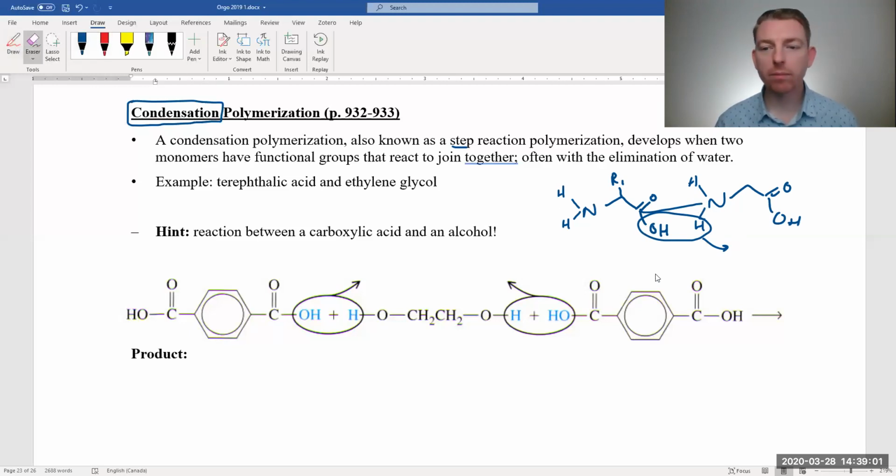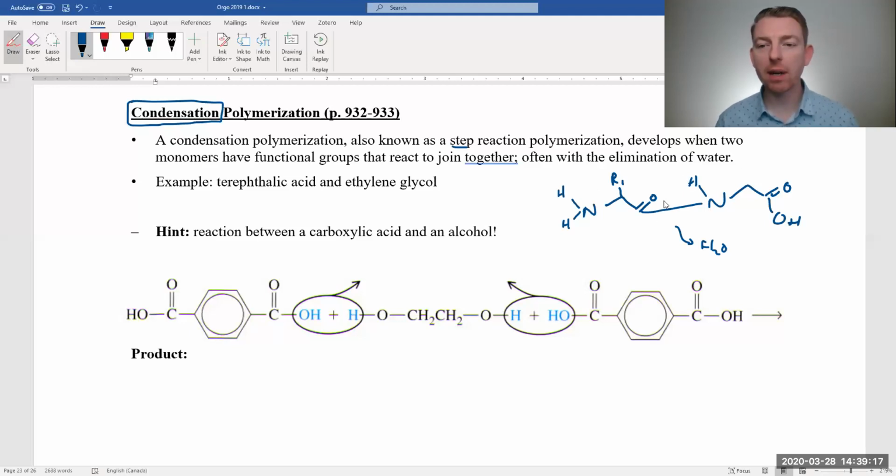So you'd end up with all of this going away as just H2O. And a new bond forming, an amide bond, right? So that's the general idea.